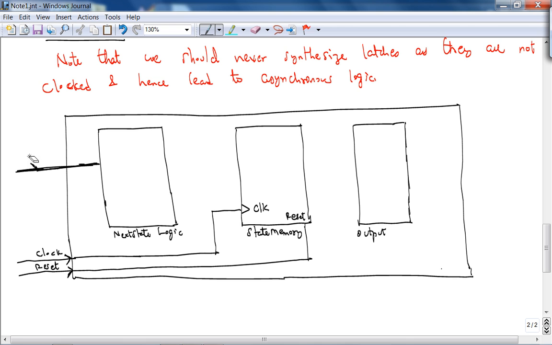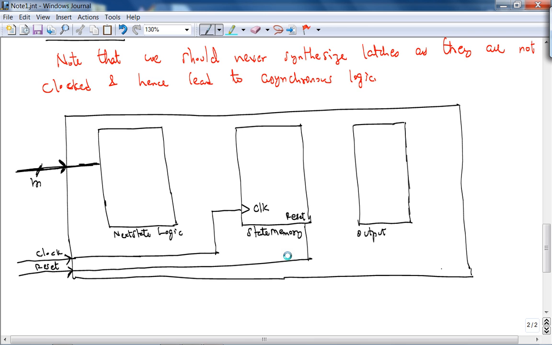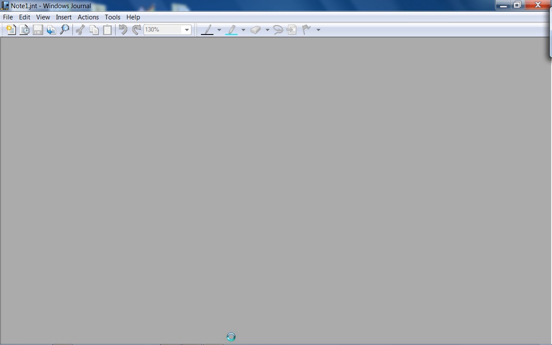So here we have M inputs. The number of inputs we can have, M, can be anywhere from 1 to n, or any number of inputs. Looks like it's going to crash, so let me just save this and restart it before it decides to die. All right, so here is M inputs.